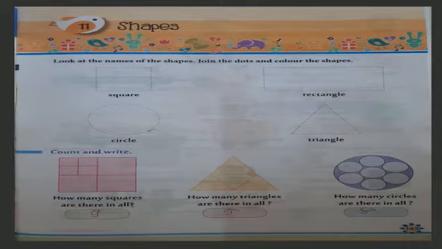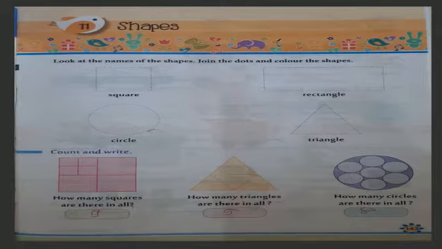Let's join their dots and color the shapes. Yes, you can do it nicely. Yes, so do it fast. Done? Okay, very good. Let's do the next question.